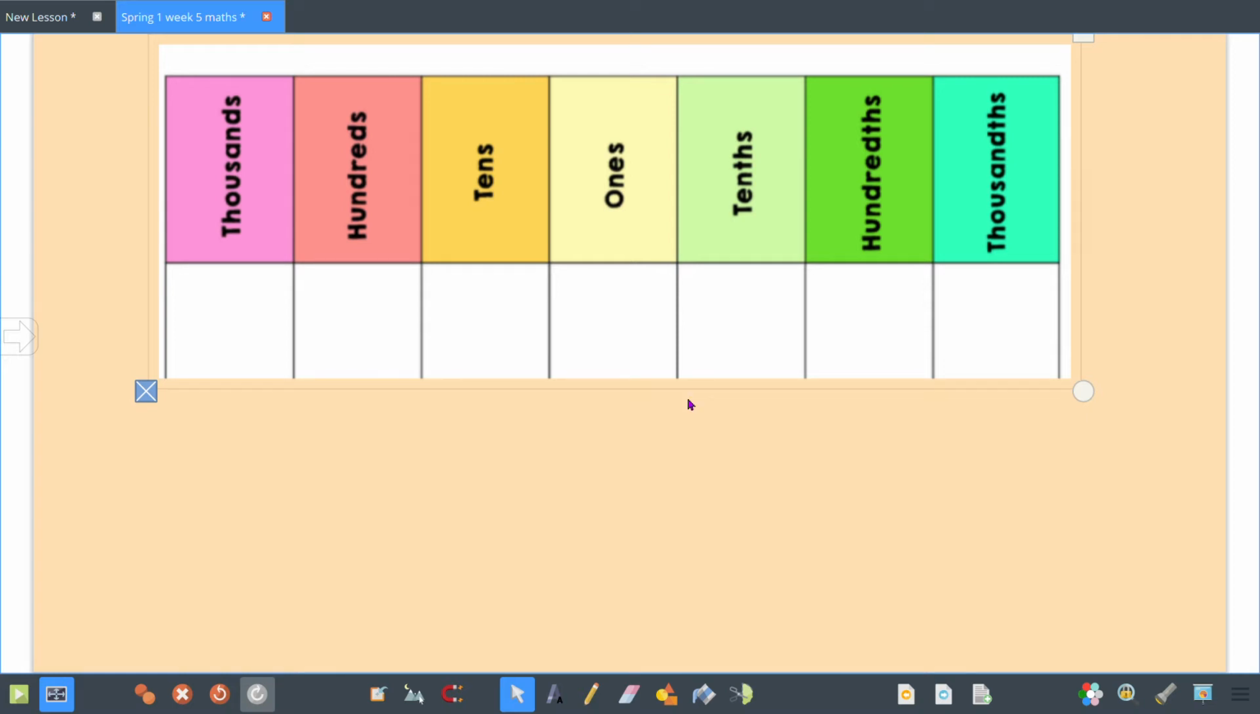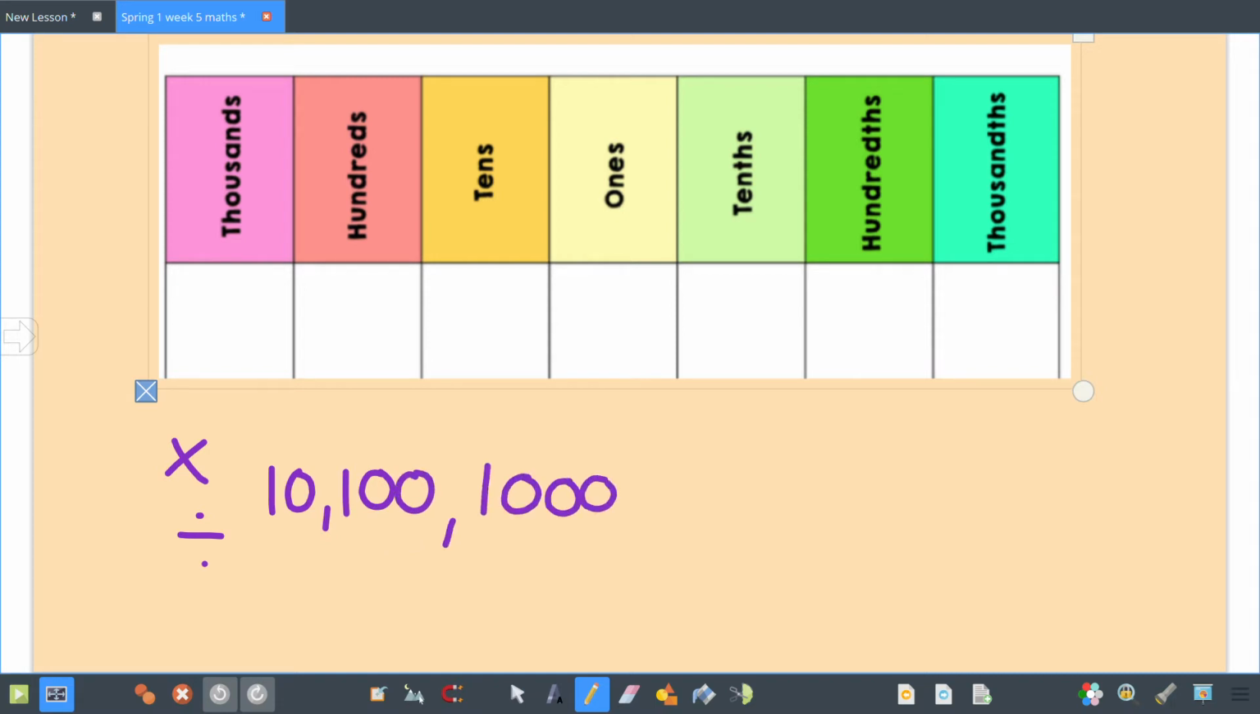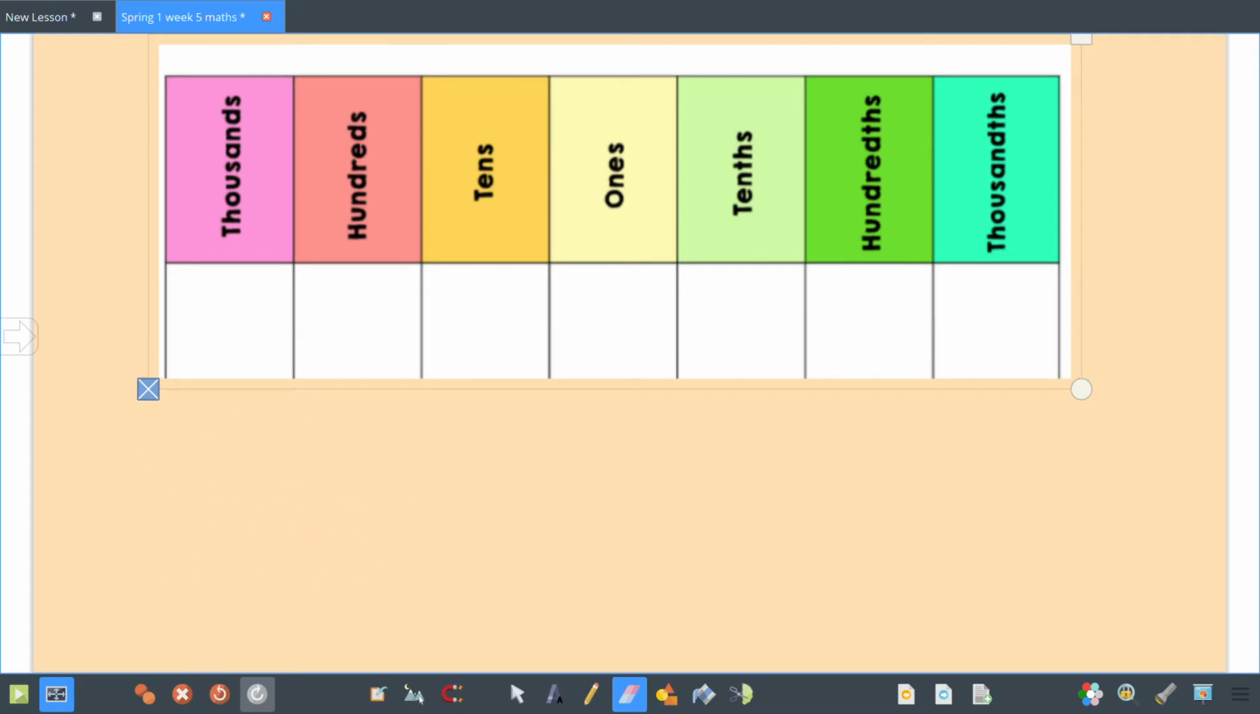Right guys, we're going to have a quick recap of multiplying and dividing by 10, 100 and 1000. Okay, so I've put a place value chart on here because that might help some of you if you need to visualise it. So let's start off with multiplying because that is the easiest.